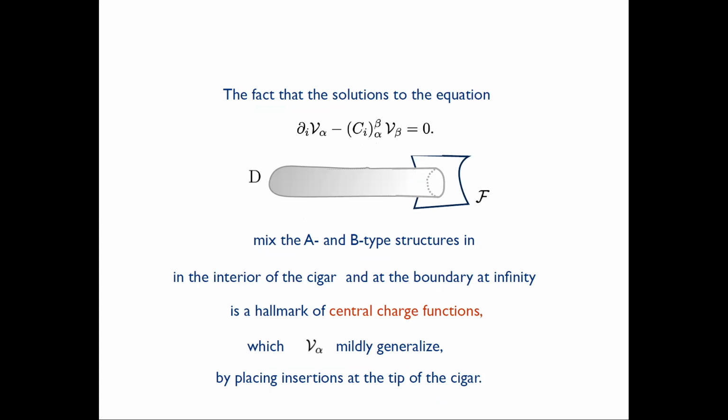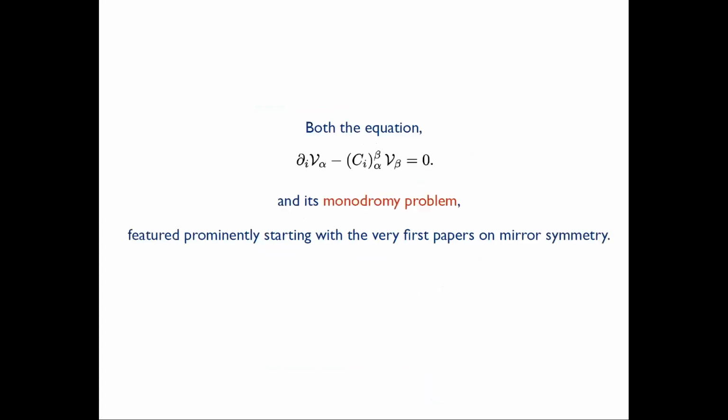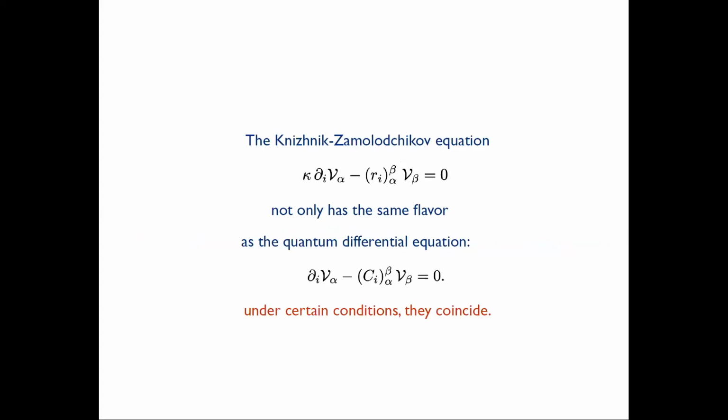They generalize by placing some insertions at the tip. So both this equation and its monodromy problem featured prominently and were studied in the very first papers on mirror symmetry. This is, if you want, one way of writing the Picard-Fuchs equation that appeared in Candelas and de la Ossa, the paper on mirror symmetry. So the equation not only has the flavor of a quantum differential equation, but under certain conditions, they simply coincide.